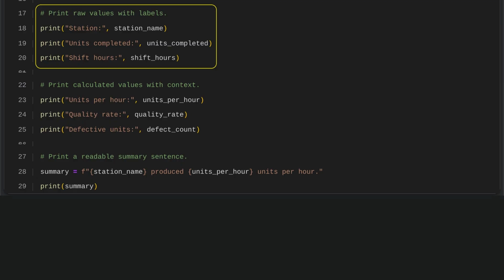The code prints a short production summary for a station. It shows the station name, the number of units completed, and the shift hours, giving both the output and the time frame for that work.